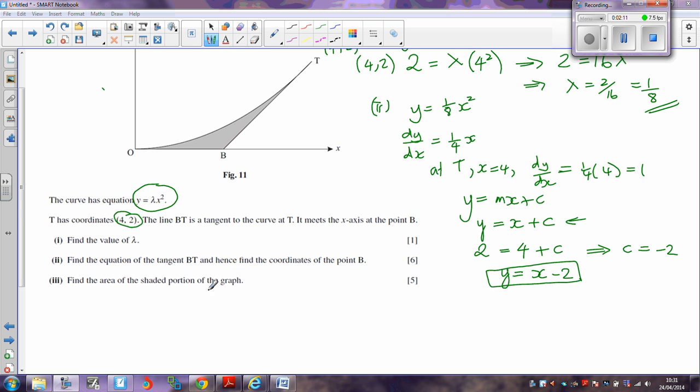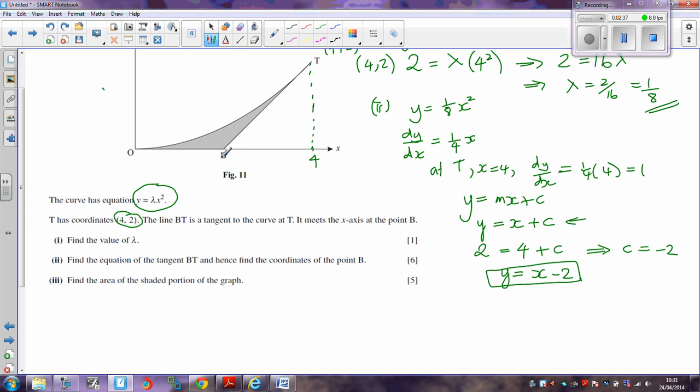Okay, we are now asked to find the area of the shaded portion of the graph. Now, to find the area of the shaded portion, I am going to find the area underneath the curve between 0 and T, and we know that at T, the x-coordinate here is 4, so I'm going to find the area under the curve, this area, in other words, and then I'm going to take away the area of this triangle.